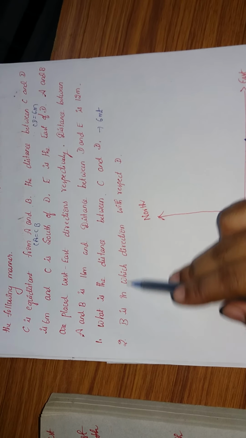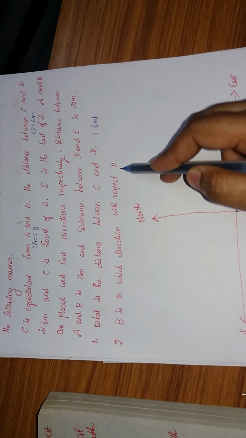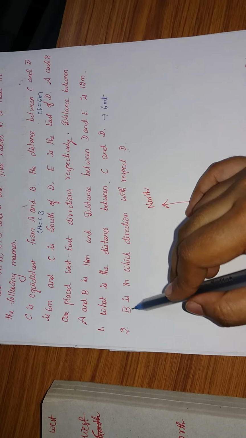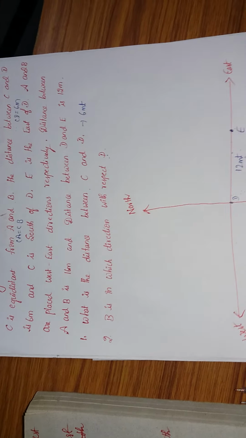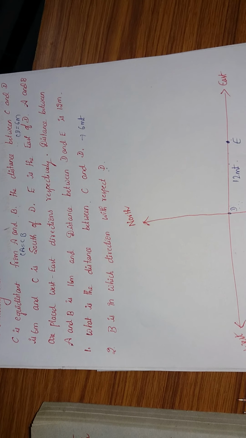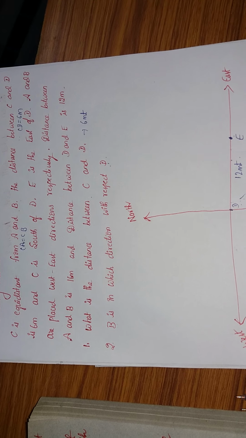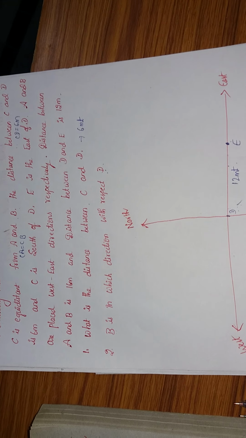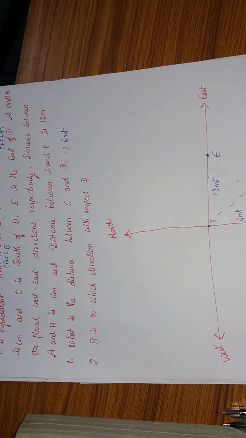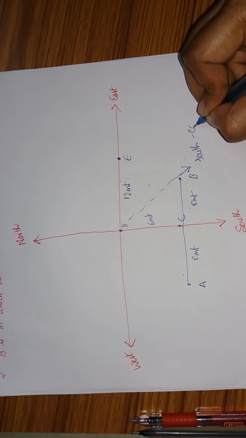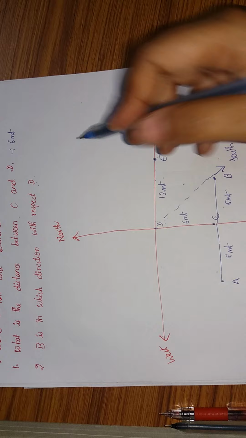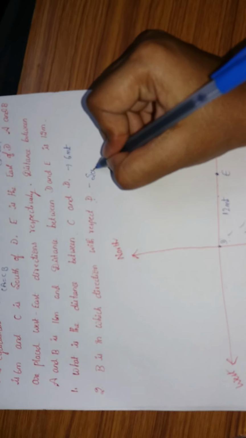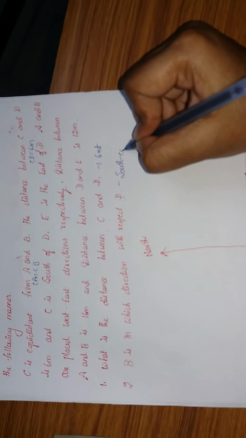And B is in which direction with respect to D? From D, we have to choose the direction of B. From D, the direction of B is this direction, southeast. So the answer for this question is southeast.